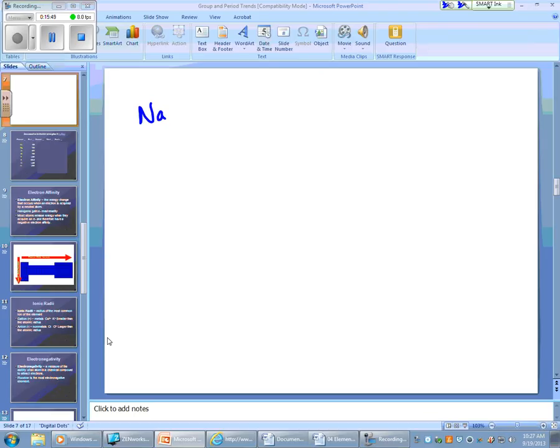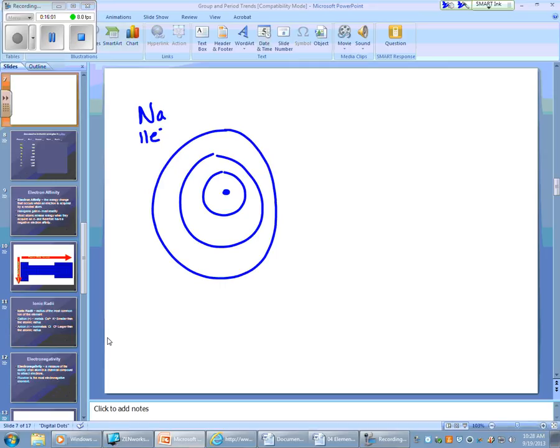It has the number 11, so we're going to map 11 electrons. And we've got those 11 protons there in the nucleus. It's going to have 3 energy levels because it is on the 3rd row of the periodic table. So let's map these electrons. There we go. Okay, so I have my 11 electrons here.